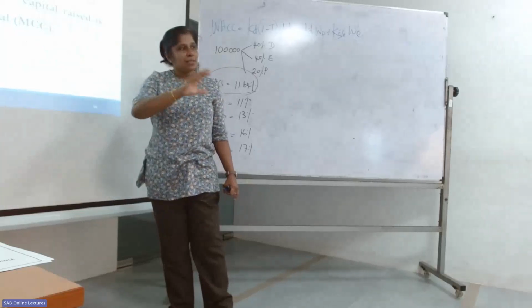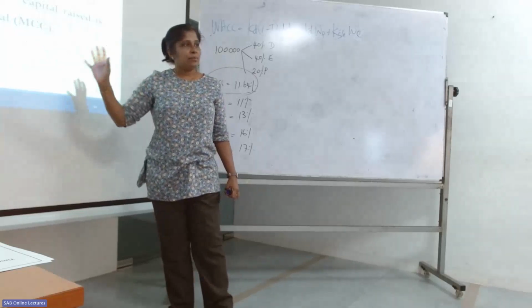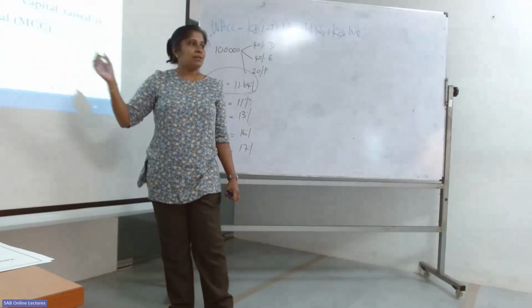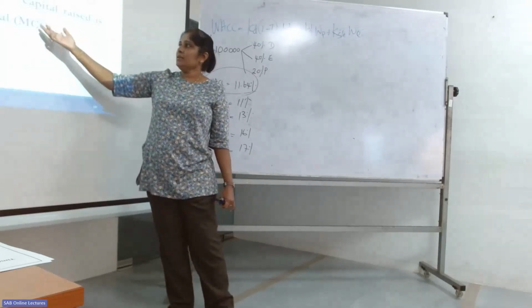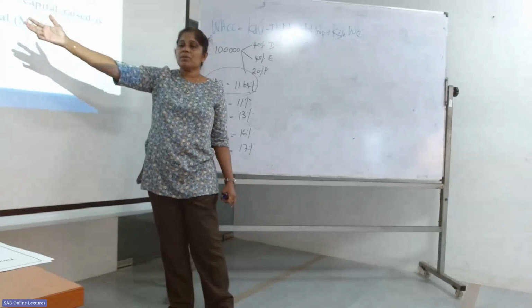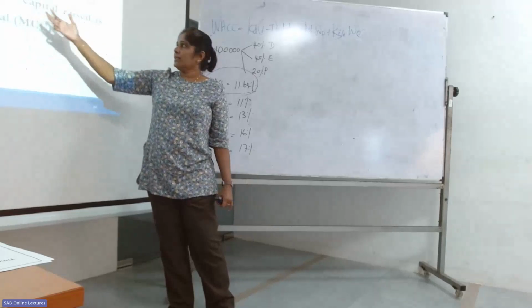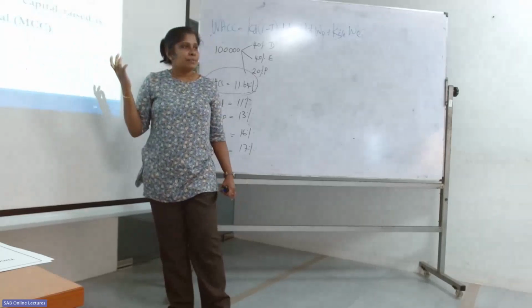We call it the marginal cost of capital. With the example, you may realize; if you are unable to capture this one, just forget about it, I will explain with the example. So that is the MCC. It is the weighted average cost of capital for the next rupee of capital raised.